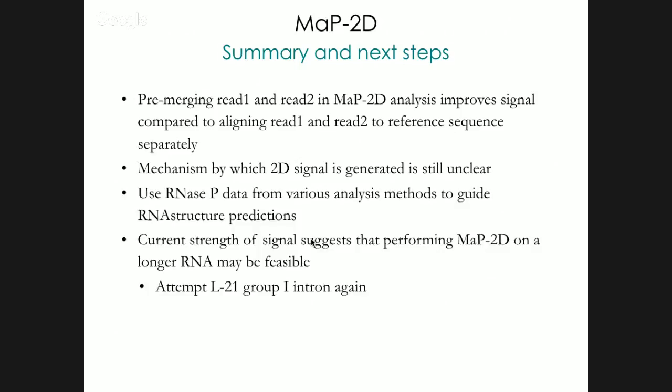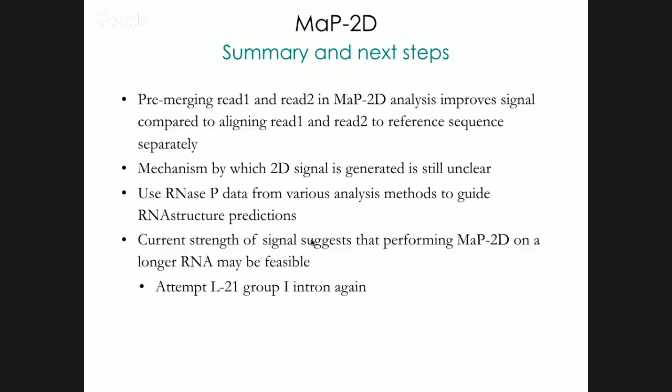Okay, so overall, the main thing that allowed us to get to a better data set was pre-merging read 1 and read 2. It's still not entirely clear what's causing the 2D signal, but as we discussed, there are ways that we can pull that out by comparing the GNU modifications to the ANC modifications, for example.